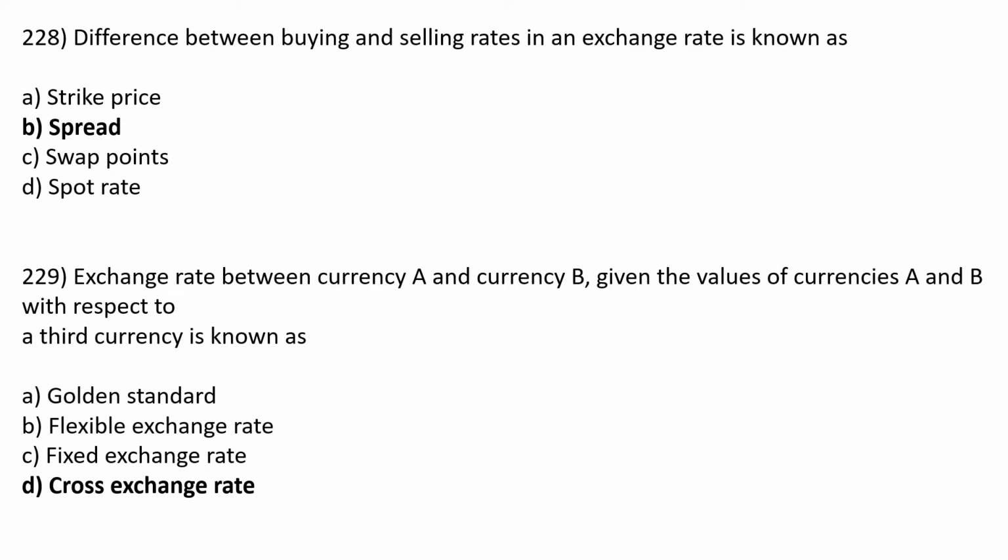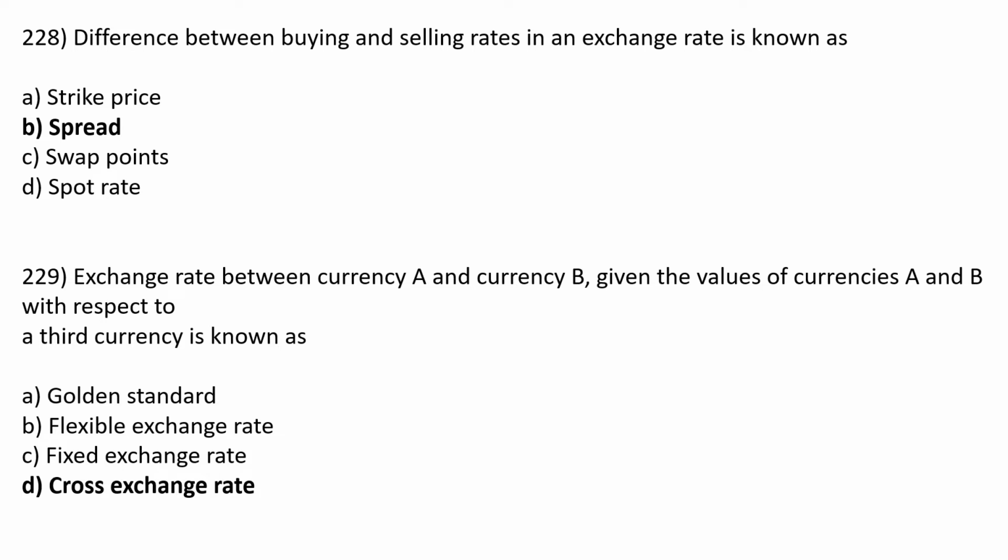The difference between buying and selling rate in an exchange rate is known as: option A strike price, option B spread, option C swap point, option D spot rate. The correct answer is option B, spread. The difference between buying and selling rates in an exchange rate is known as spread.